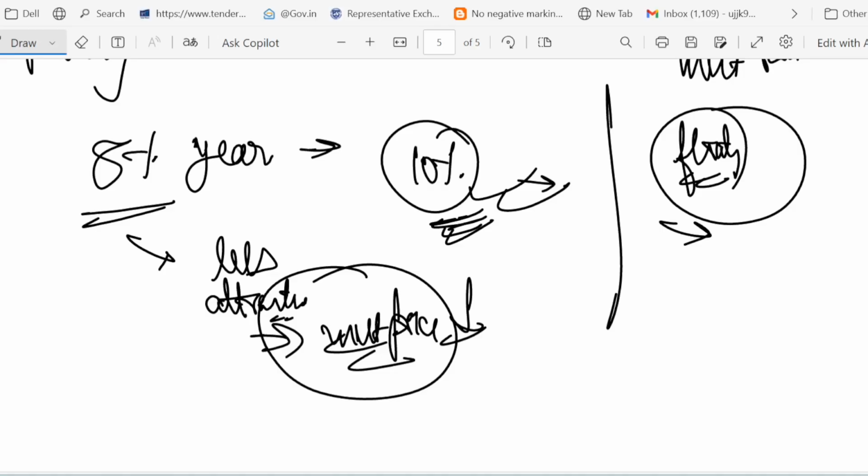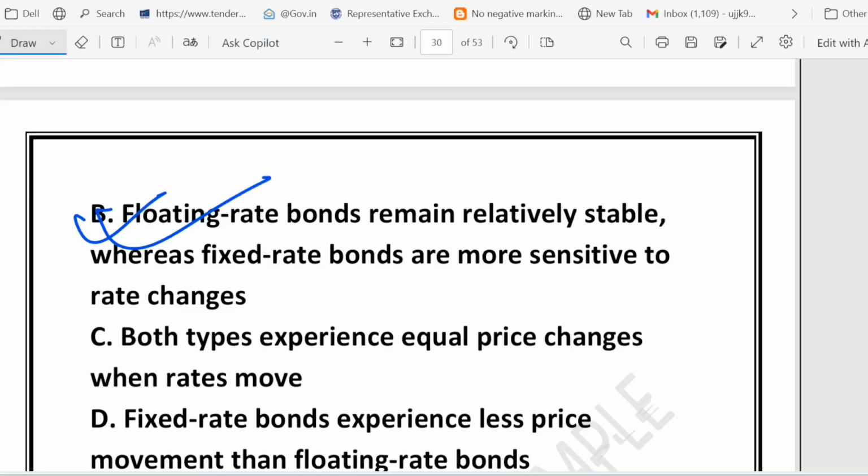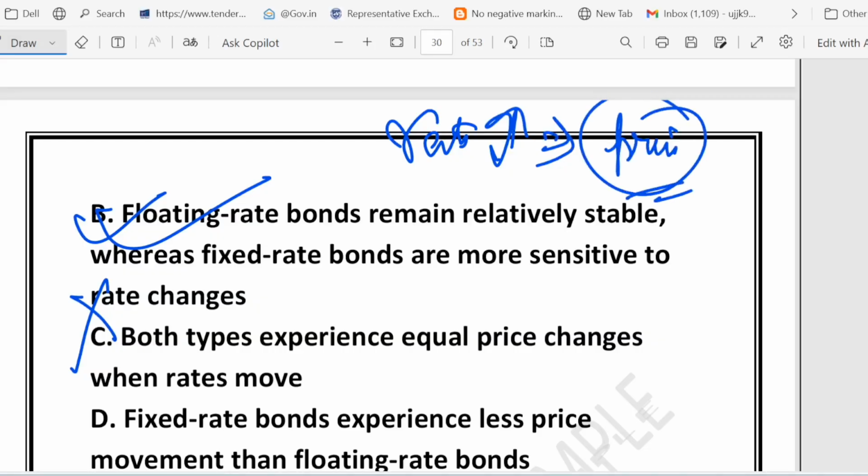So remember, this is a very important thing. This question is asked: difference between floating rate bond and fixed rate bond. The question may be which is more stable. So the answer is floating rate bond is more stable as compared to fixed rate bond. Option C says that both experience equal price change. No, that is wrong. Because the whole difference between these two bonds lies in how their price responds to rate change. Basically rate is changing, and since rate is changing, how price responds is what floating rate and fixed rate bond decide.